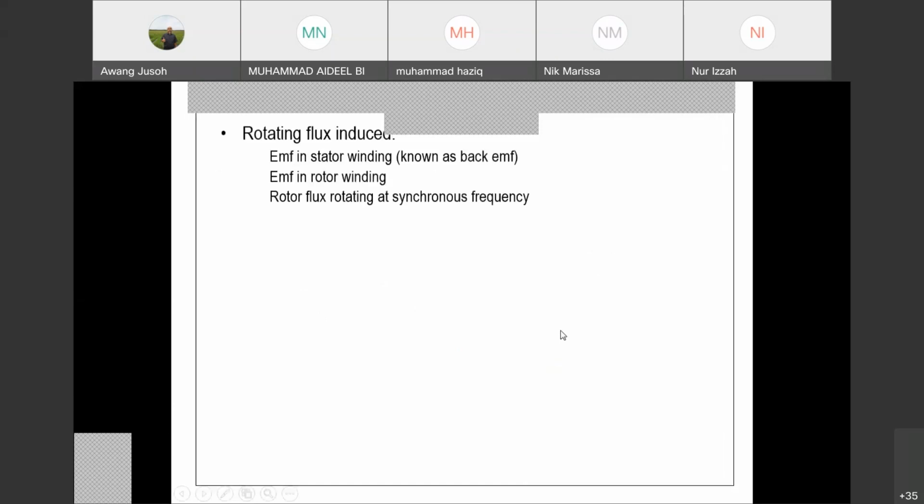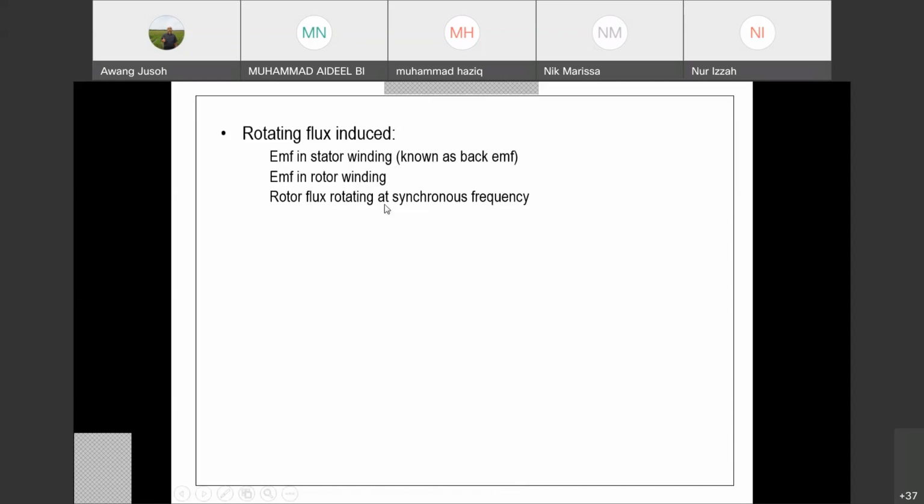All right. So now we have flux in the machine. So the flux will cut the stator conductor and also the rotor conductor, because the machine has two kinds of windings. The first one is the stator, the second one is the rotor. So the flux will induce a voltage at the stator part, sometimes we call it the back EMF, and EMF will also be produced in the rotor part. So there are two EMFs, on the stator and the rotor.